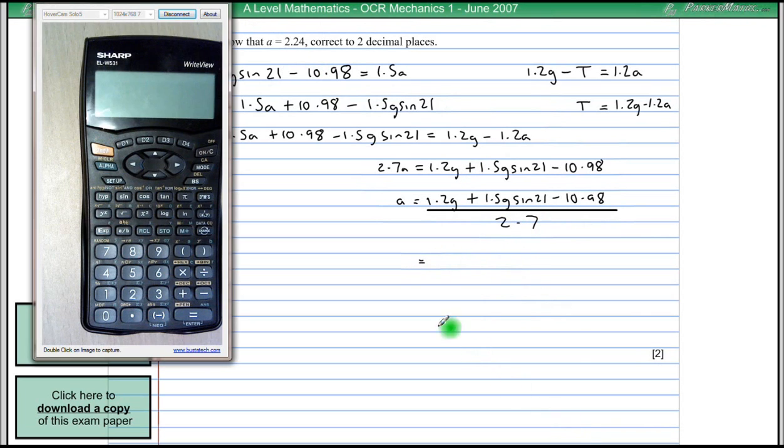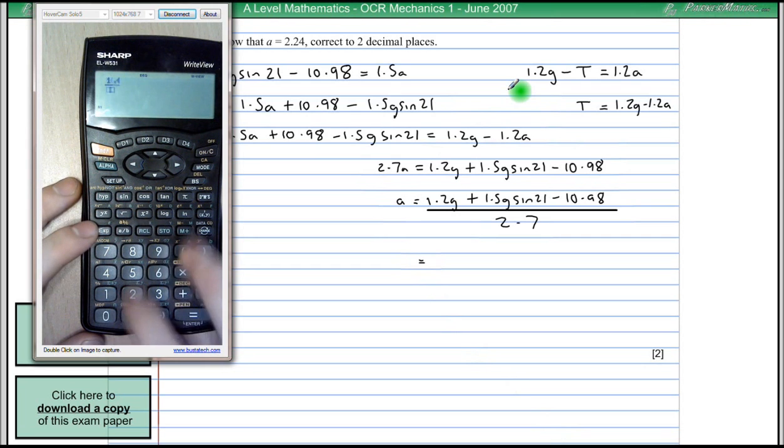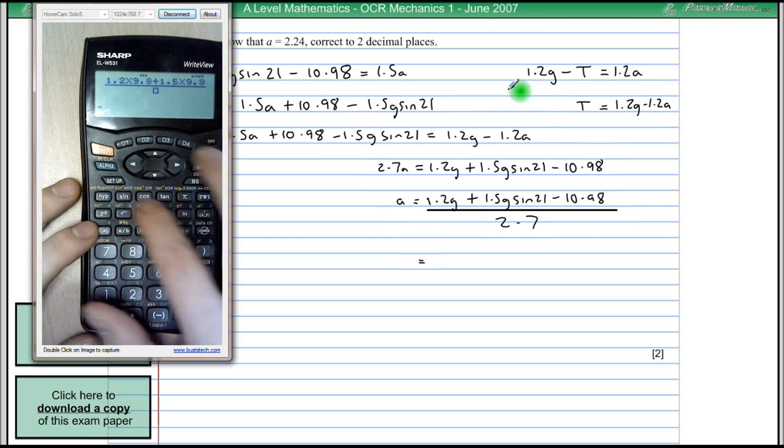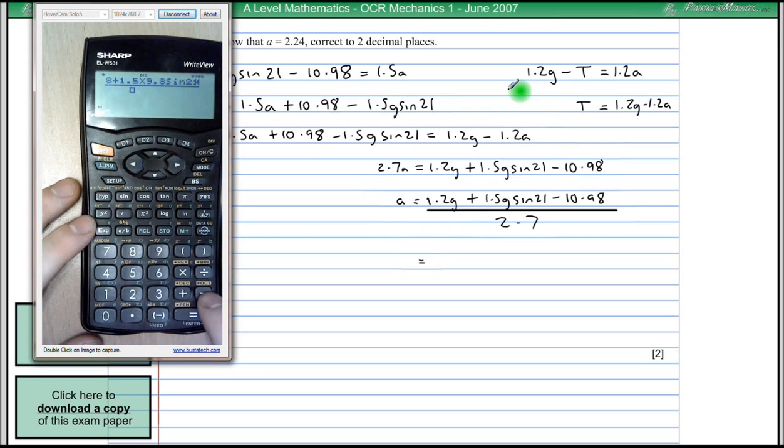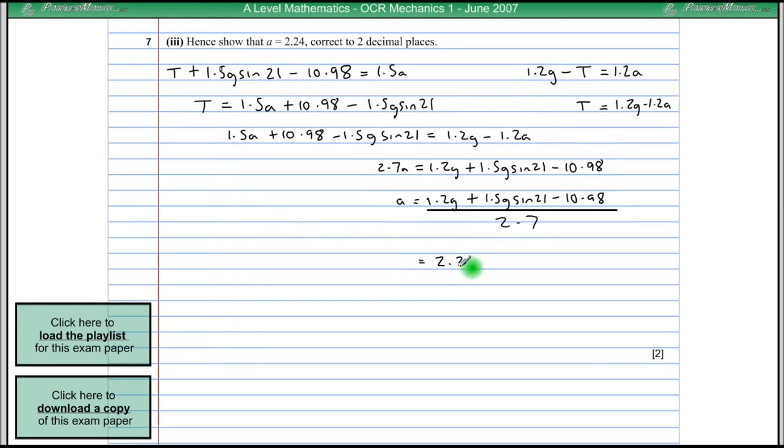So let's pop this into our calculator. Doing that, hopefully we should get 2.24. So I'll put a fraction in to start with. 1.2 times 9.8 plus 1.5 times 9.8 sin 21 minus, now I know the last thing I worked out was that 10.98, so I'm going to use my answer button there, and on the bottom I've just got 2.7, and magically we get 2.24, just like we expected. And that's correct to 2 decimal places.